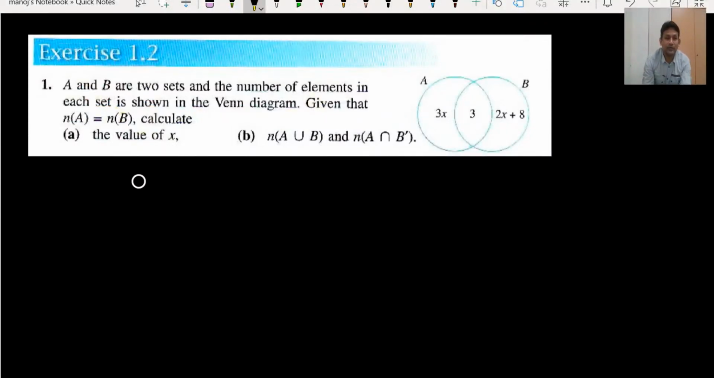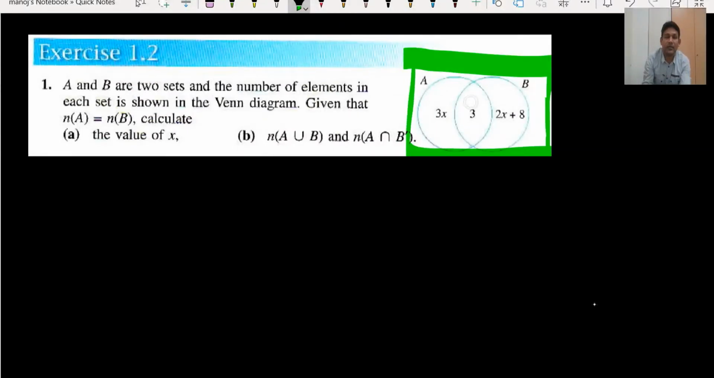In this question, A and B are two sets and the number of elements in each set is shown in the Venn diagram. This is the Venn diagram here. Normally in a Venn diagram, this is the universal set when I make a rectangle, but it's okay here. The first condition is that the number of elements in A and the number of elements in B are equal. So when you see set A, the set A is this one. So what I will write for the condition is the number of elements in set A and in set B are equal.